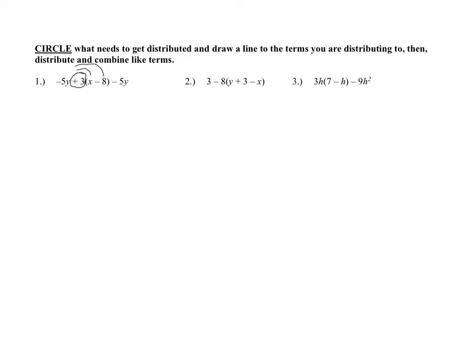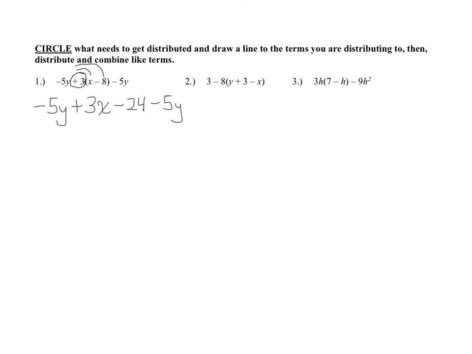So now I'm just going to bring down the negative 5y that's there, bring it straight down, and then I'm going to distribute. So 3 times x is positive 3x, so I get plus 3x. And then 3 times negative 8 is negative 24, so I'm going to write minus 24. And then the minus 5y here at the end, I just bring that straight down because it's not inside the parentheses. So then the next thing I do, I think about combining my like terms.